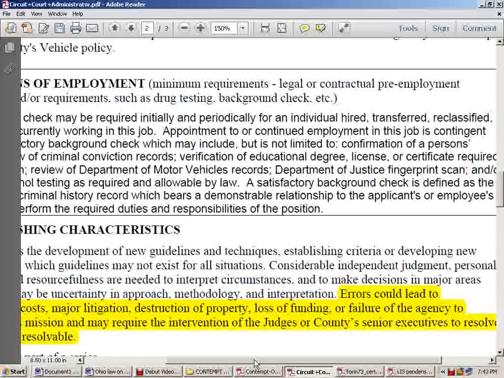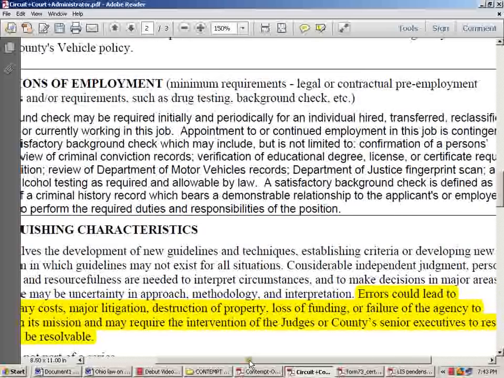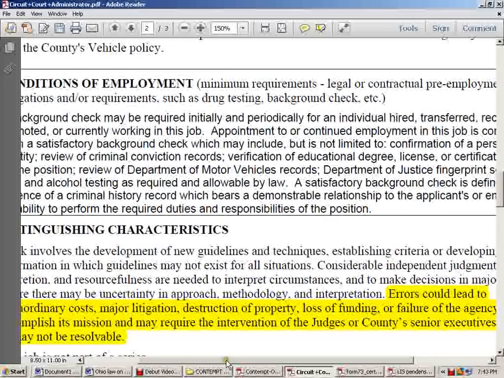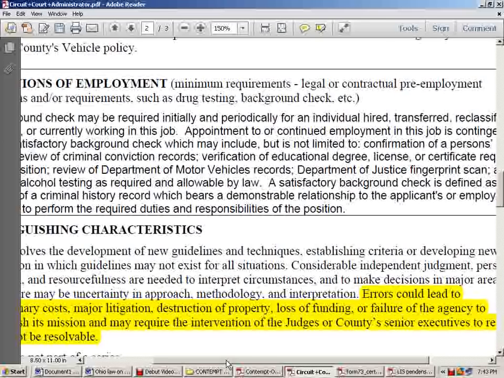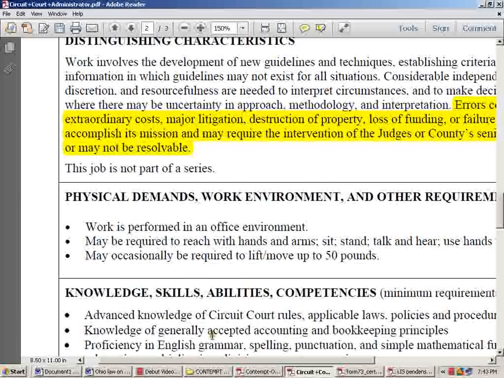This is interesting. Errors could lead to extraordinary cost, major litigation, destruction of property, loss of funding, or failure of the agency to accomplish its mission, and may require the intervention of the judges or county's senior executives to resolve, or may not be resolvable. That would be treason. Back to the fleet. Get out the gallows. Yes, they have to make sure they do it exactly right.